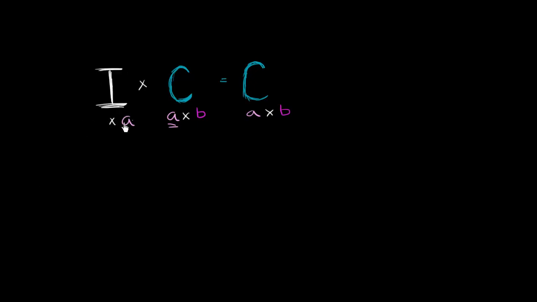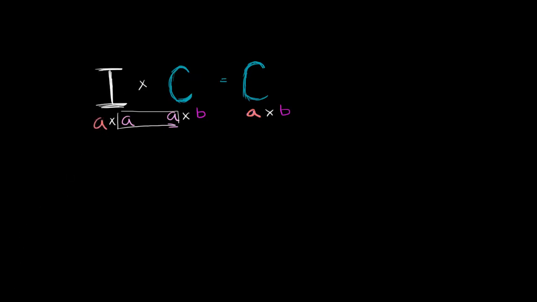Well, we already know that matrix multiplication is only defined if the number of columns on the first matrix is equal to the number of rows on the second one. And we know the product gets its number of rows from the number of rows of the first matrix being multiplied. So if the product has A rows, then the identity matrix right over here has to have A rows.